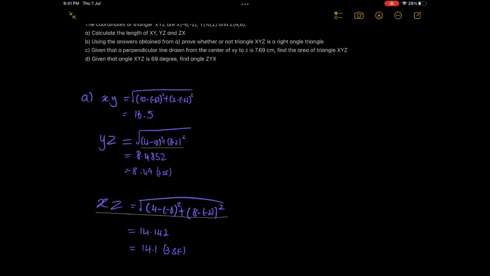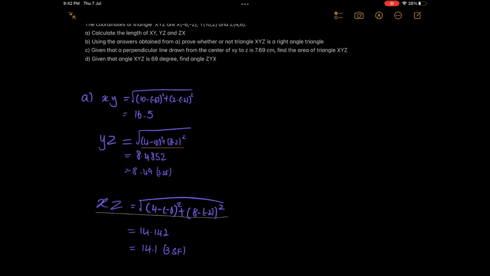-6, -2 and 10, 2. The 2 is the y2 and the -2 is the y1. Same goes for the x, where 10 is x2 and the -6 is x1.